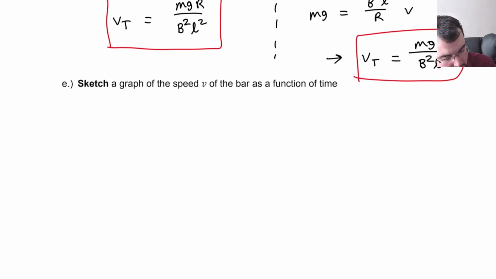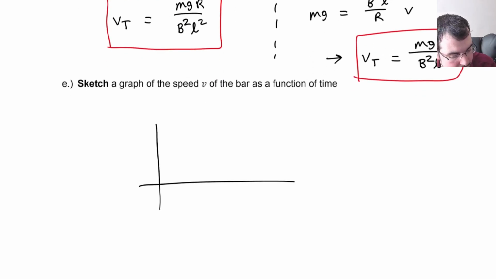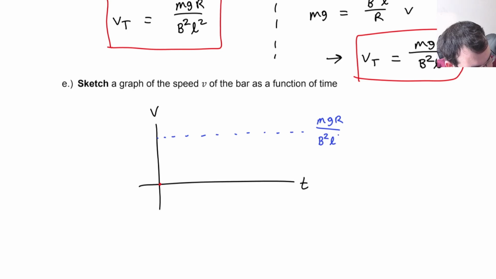So what does the speed of the bar look like? Well, we know that initially your bar is not moving. And a long time later, it's going to have some sort of terminal speed. So we actually know that this is a curve that is going to have a horizontal asymptote. And we actually know what that is. It's mgR over B squared L squared. So we're just going to have some sort of horizontal asymptote curve like this. We get an exponential approach, or an exponential zombie, if you will, to use the terminology.